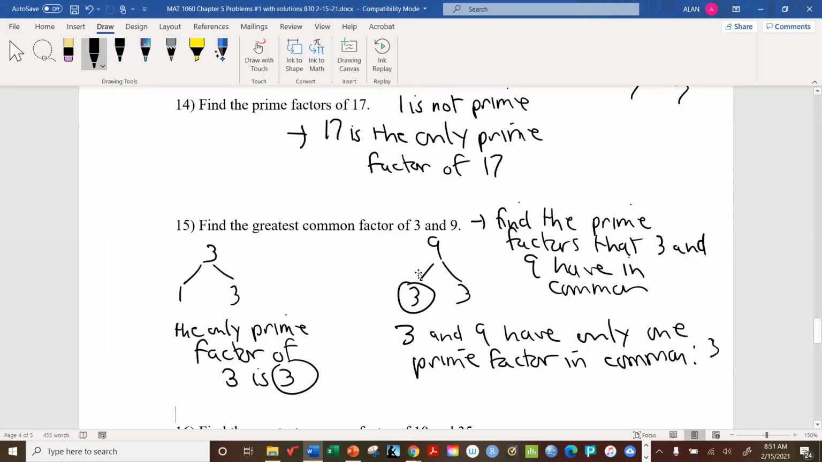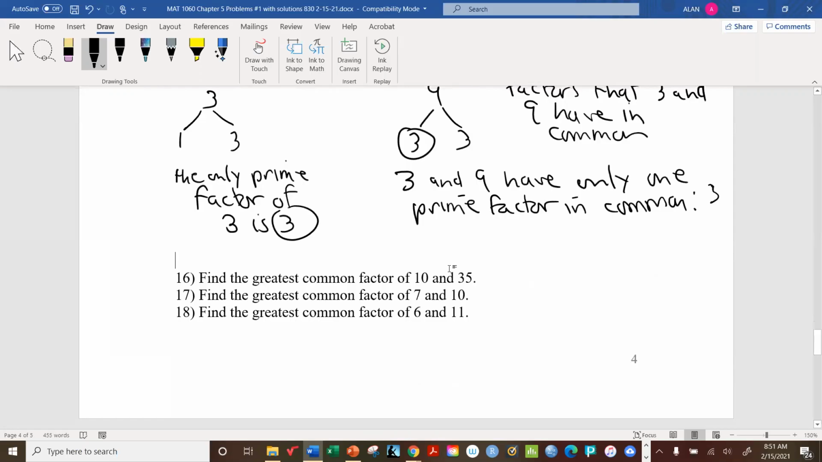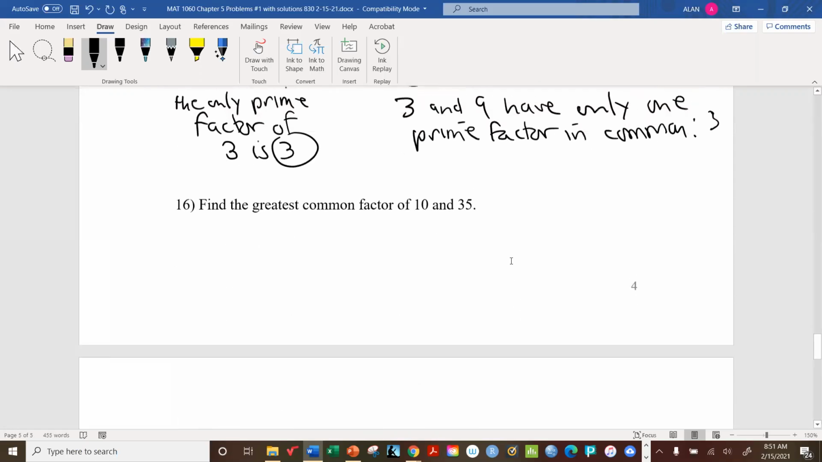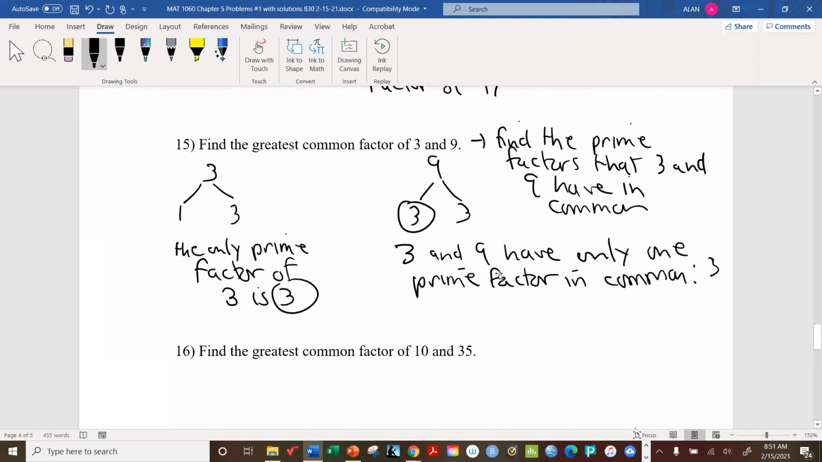Now, most of the time, it won't be like this. But yes, if they're both prime, or one of them is prime, you will run into this situation. So just remember, 1 is not considered to be prime.